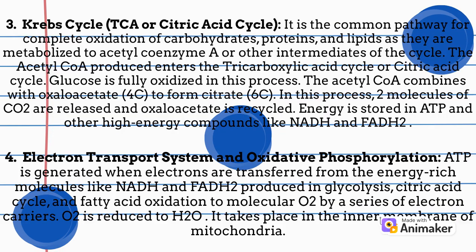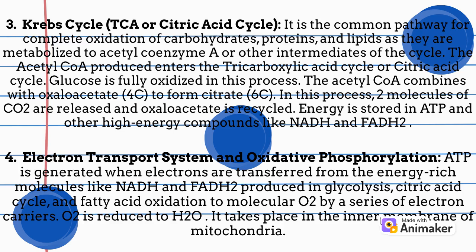Krebs cycle, TCA or citric acid cycle: it is the common pathway for complete oxidation of carbohydrates, proteins, and lipids as they are metabolized to acetyl coenzyme A or other intermediates of the cycle. The acetyl-CoA produced enters the tricarboxylic acid cycle or citric acid cycle. Glucose is fully oxidized in this process.